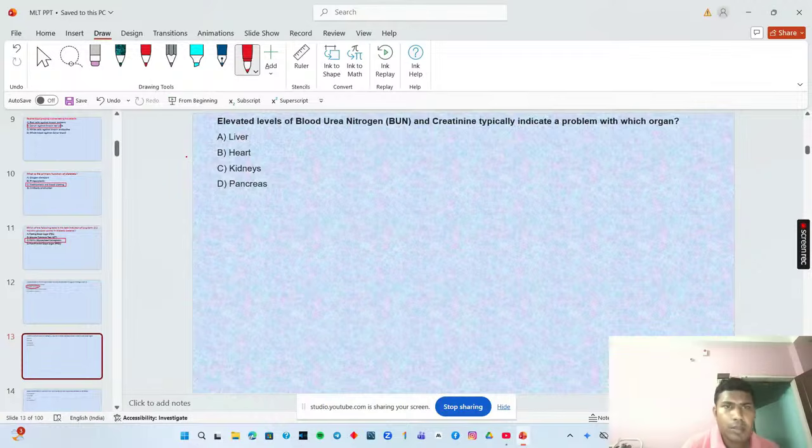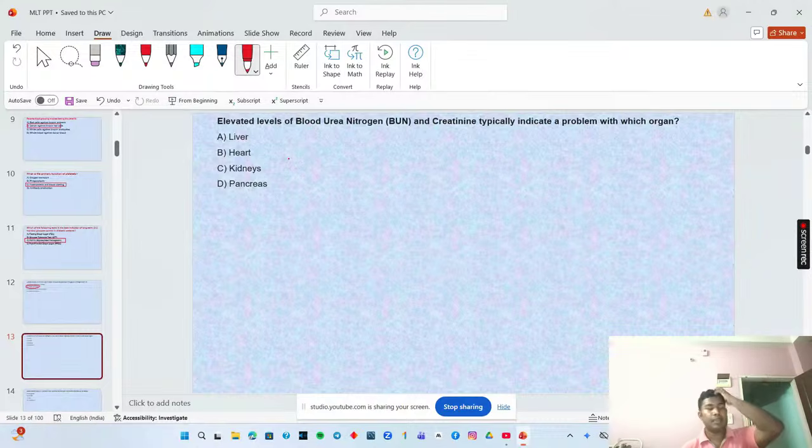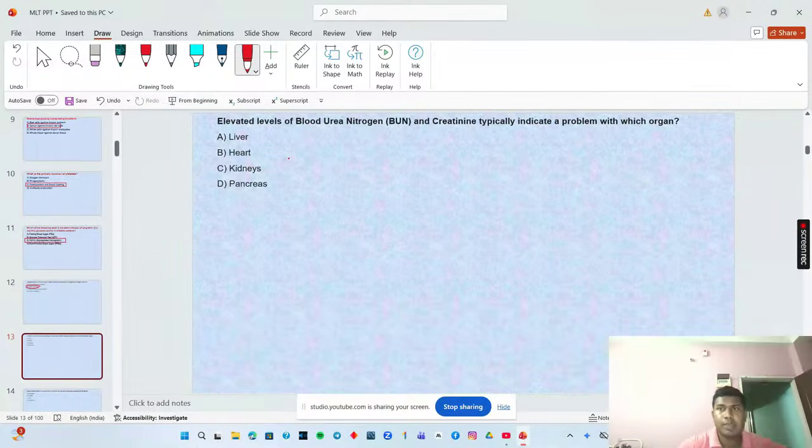Now, elevated levels of blood urea nitrogen and creatinine. When someone has elevated levels, meaning raised levels of blood urea nitrogen and creatinine, which organ is affected? The right answer to this question will be kidneys.